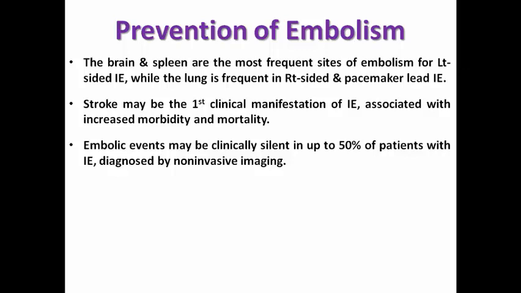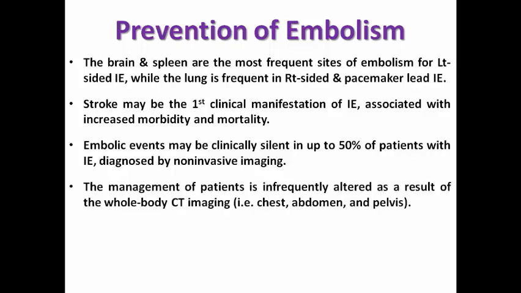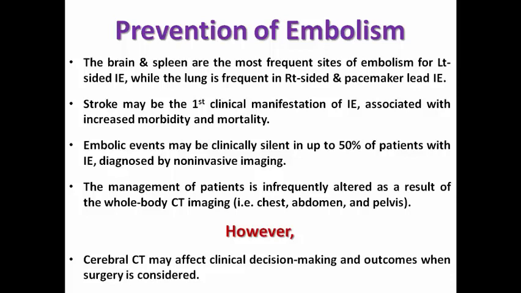and this explains why in the video of diagnosis of infective endocarditis we mentioned that whole body imaging has a class 2B for asymptomatic patients to detect silent embolic complications, which of course may increase the urgency for surgery, and the management of patients is infrequently altered due to the results of this imaging. However, CT brain usually affects decision making and outcomes according to presence or absence of strokes or intracranial hemorrhage.